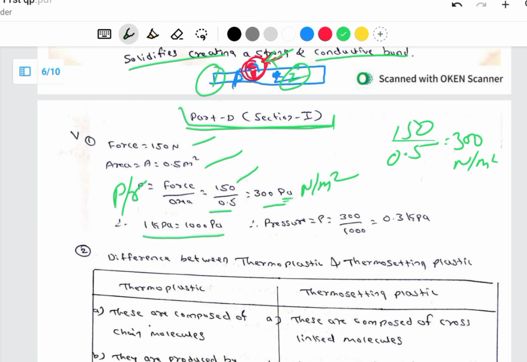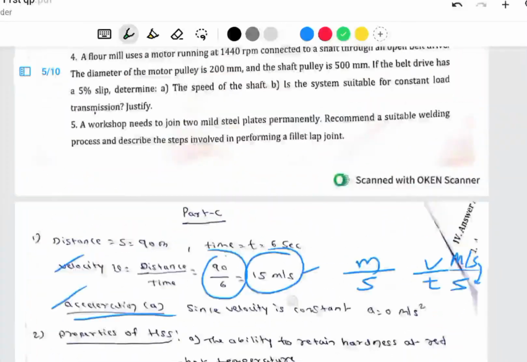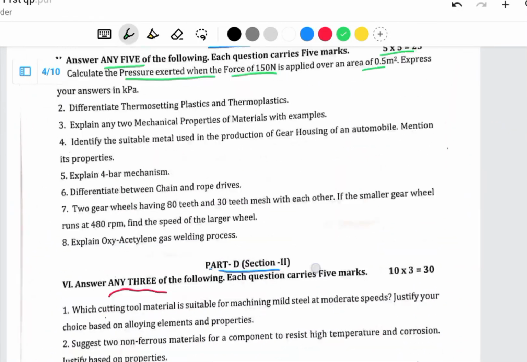So 1 kilopascal is equal to 1000 Pascal. So here pressure is equal to 300. So you have to divide this with 1000. Whenever you divide with 1000, you will get 0.3 kilopascal. This answer will be in kilopascal. I hope you have got this one.